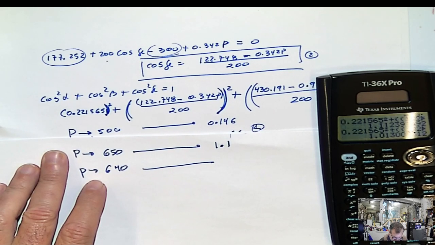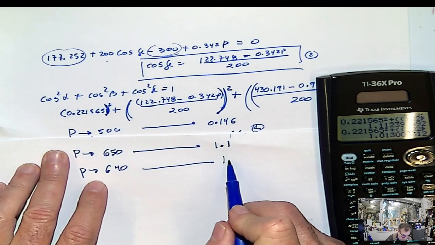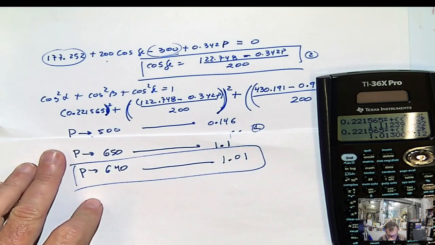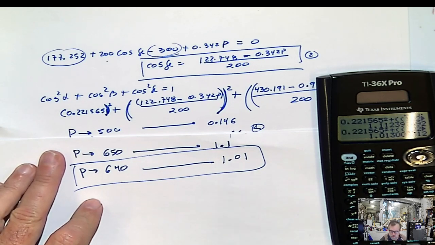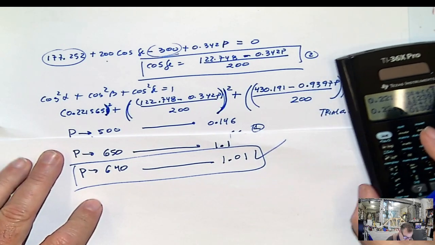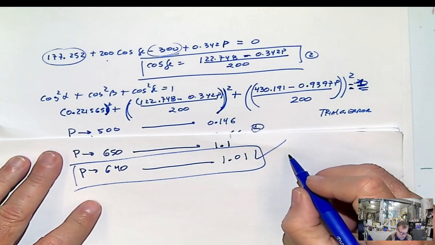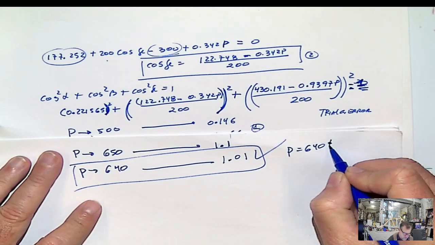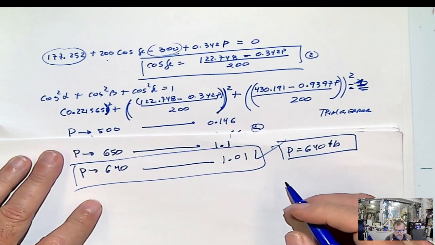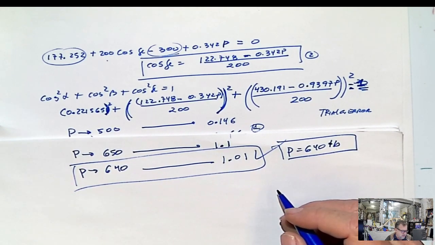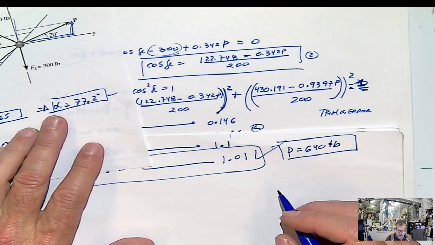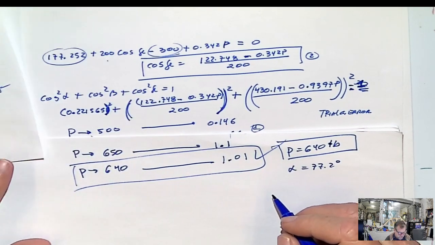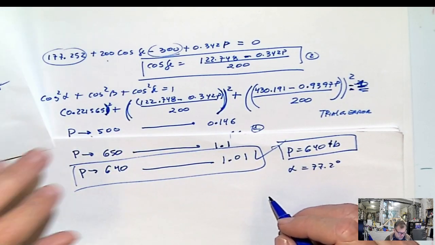Here, hit enter. 1.01. I don't know about you, but I can live with this because I should get 1 and I got 1.01. You can keep reducing it, but it's not worth it. 640 will be the value for P. So P equals 640 Newton. Is it Newton? Pounds. And alpha, we already know alpha. We were working with that before. Alpha is 77.2 degrees.